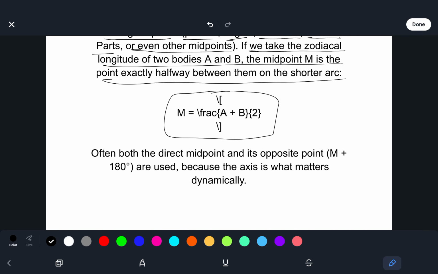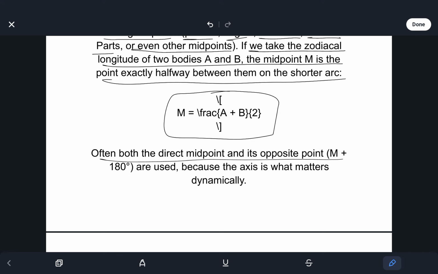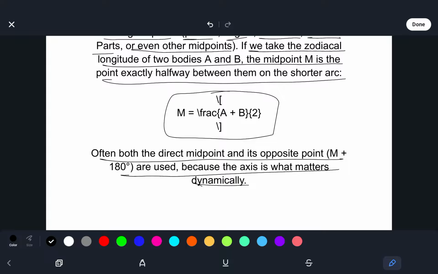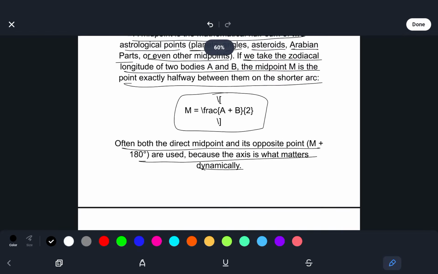Often both the direct midpoint and its opposite point, M plus 180 degrees, are used because the axis is what matters dynamically.